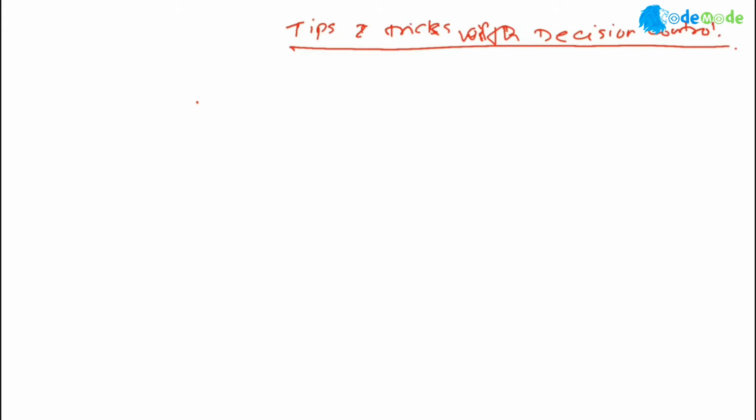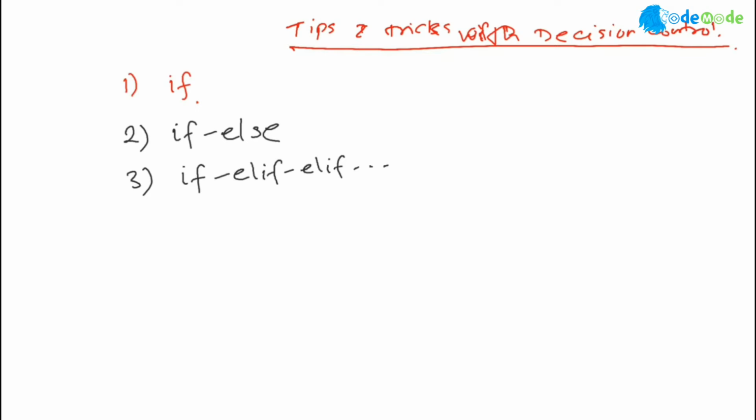And if you remember, at a high level, we have different types of decision controls. So far we have learned one is if. Second one we learned is if and else. Third one we learned is if, elif, and so on, and else. So you may have one or more elif statements, right?